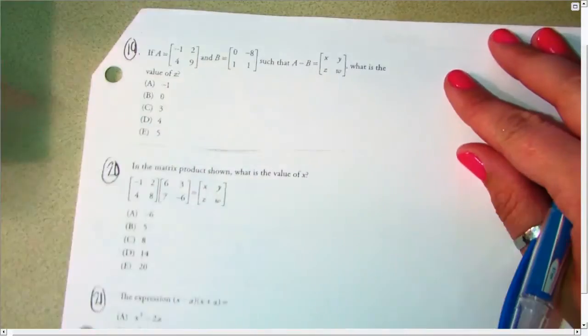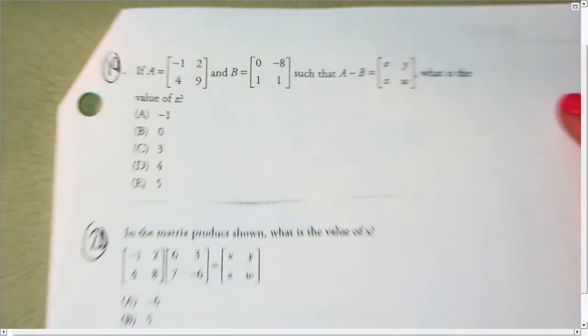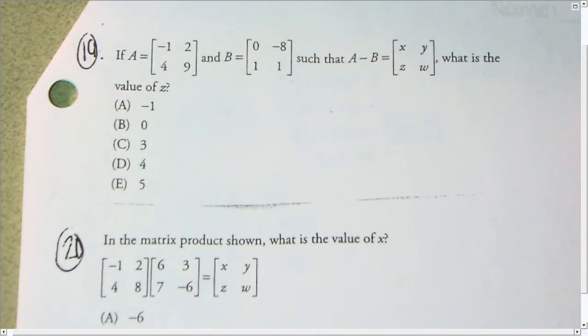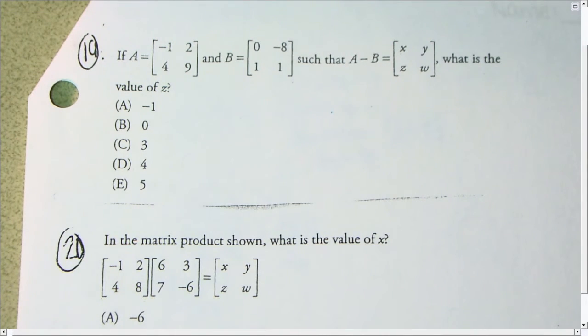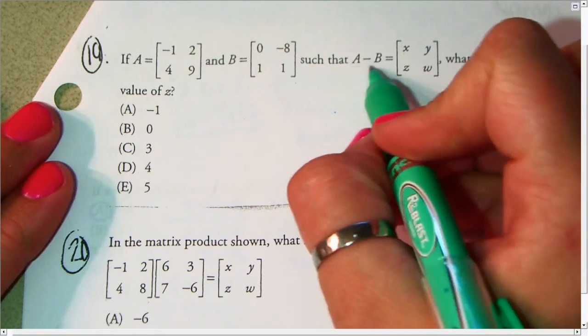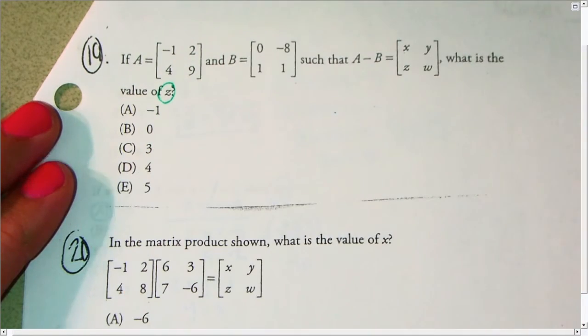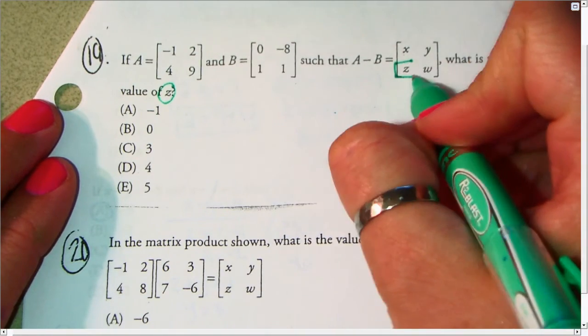All right, let's do some matrices. This is done by hand. You can do it in your calculator if you really want to, but this is just an adding problem, or a subtracting problem, so I'm not really gonna waste my time typing it in. It wants to know what A minus B is, and we're looking for the value of Z. So Z is located here.